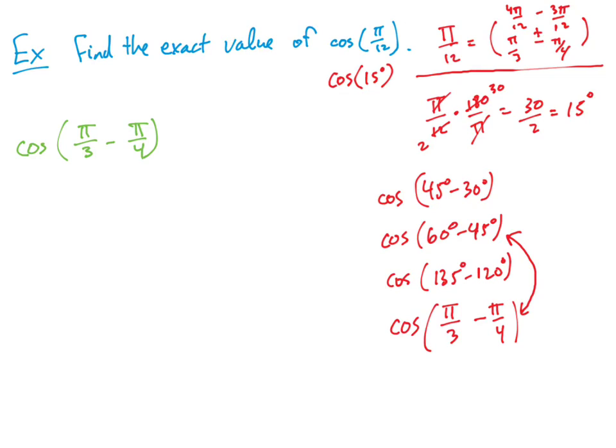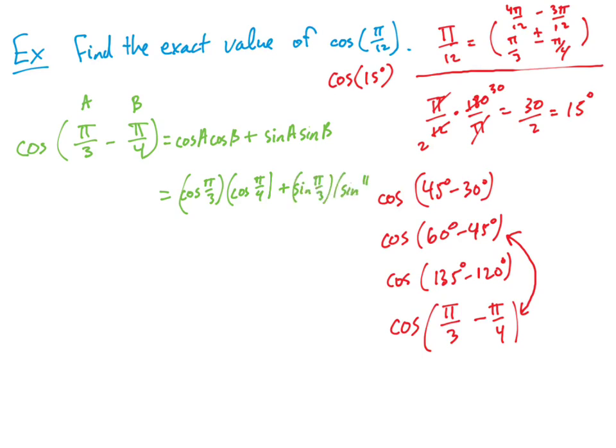Okay, so we're going to let A be pi over 3. We're going to let B be pi over 4. We don't want to use negative pi over 4 for B. So we say cosine of the first, cosine of the second. We reverse the sign. We had a difference. Now we make this a sum. Sine of the first, sine of the second. Okay, so cosine of pi over 3 times cosine of pi over 4 plus sine of pi over 3 times sine pi over 4.